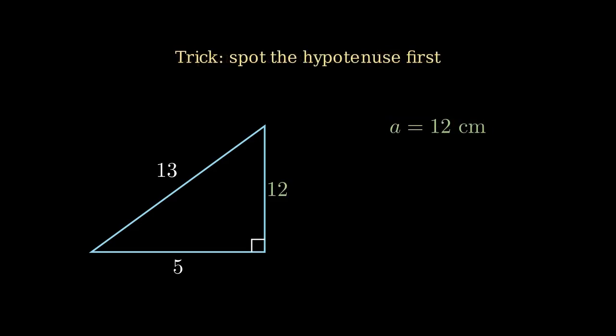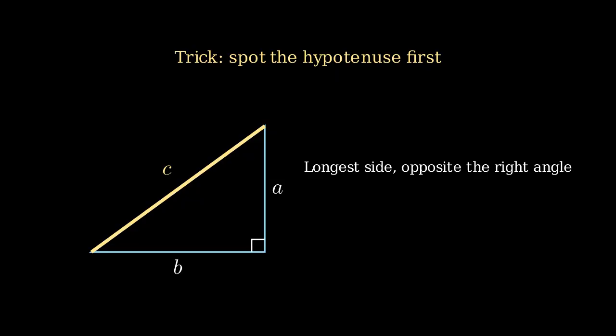Here's a useful trick. Before you write anything down, look at the triangle and identify the hypotenuse first. It is always the longest side and always the one opposite the right angle. Label it c on your diagram before you do any calculating.